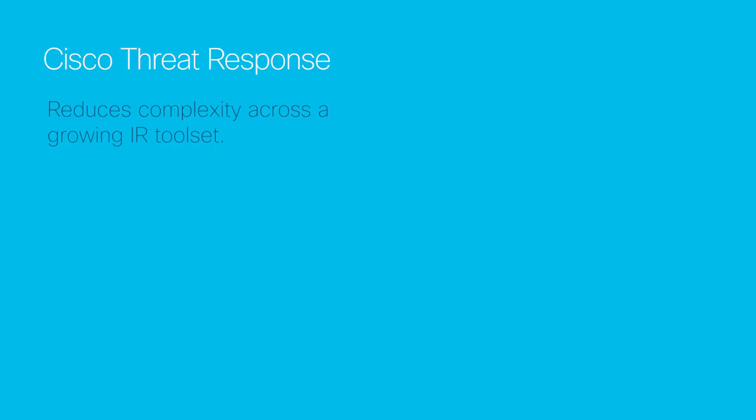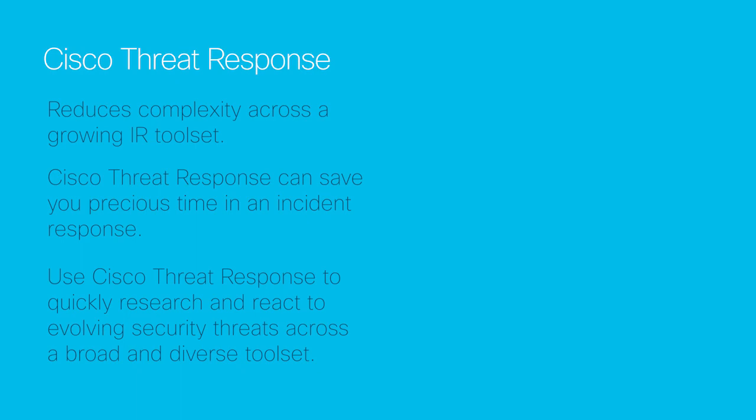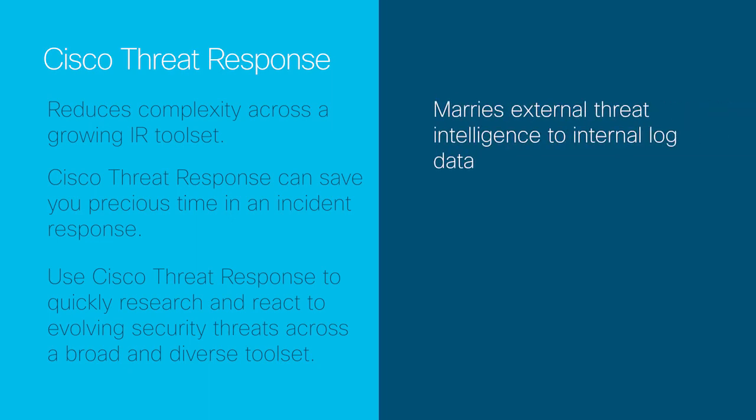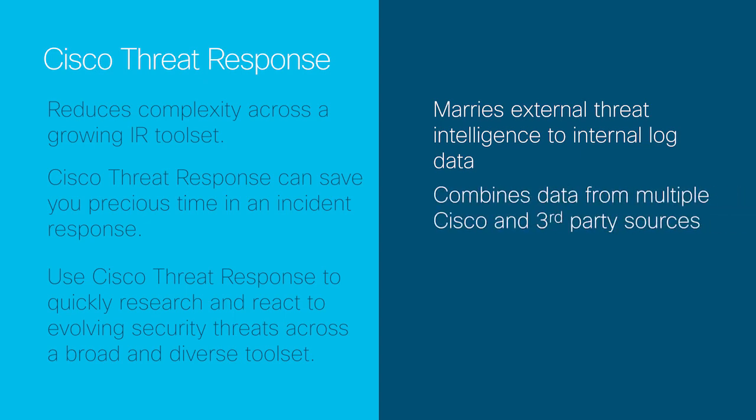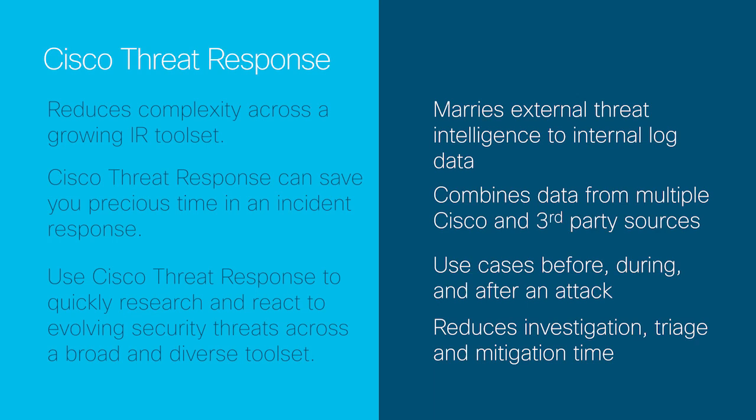In summary, Cisco Threat Response reduces the complexity of your growing incident response toolset. Saves you time in an incident response when you need it most. You can use Cisco Threat Response to quickly research and react to evolving security threats across a broad and diverse toolset. We bring together your external threat intelligence and your internal log data, combining data from multiple Cisco and third-party sources. It becomes a single pane of glass for those most common incident response functions across multiple tools, with use cases, frankly, before, during, and after an attack to help you reduce investigation, triage, and mitigation time.